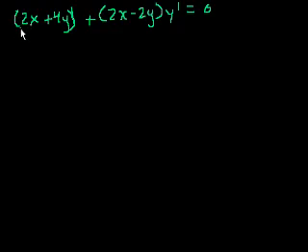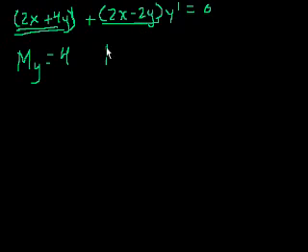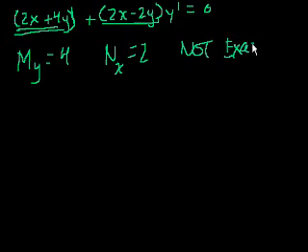So what's the partial of this with respect to y? So the partial of m with respect to y, this is 0, so it's equal to 4. What's the partial of this with respect to x? Just this part right here. The partial of n with respect to x is 2. This is 0. So the partial of m with respect to y is different than the partial of n with respect to x. So this is not exact. So we can't solve this using our exact methodology.